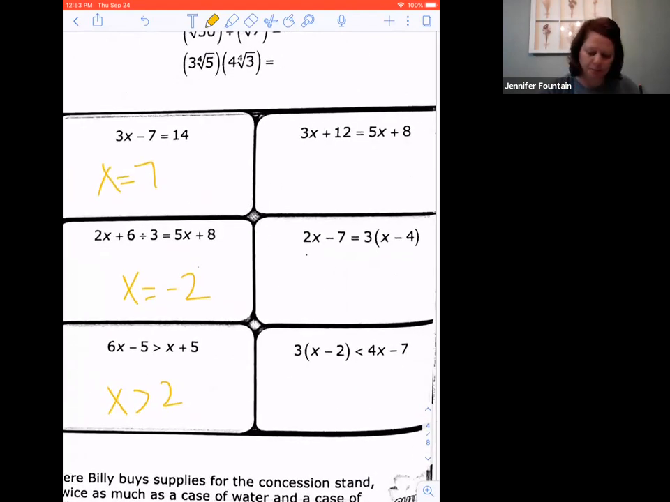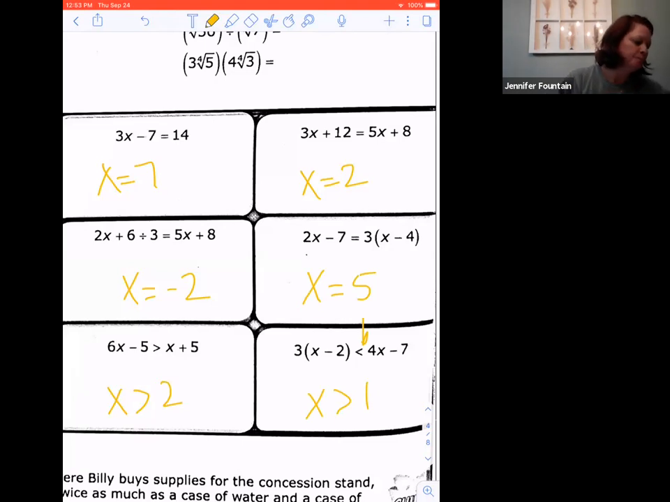Right-hand column, x equals 2. X equals 5. X is greater than 1. Did you remember to flip that sign? Everybody good with all that? Awesome. Very good, very good.